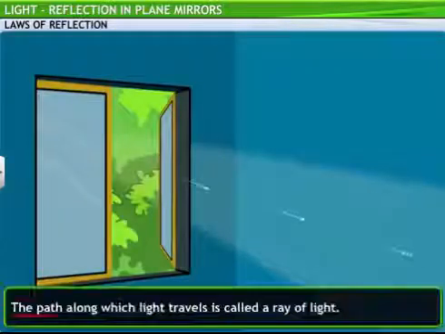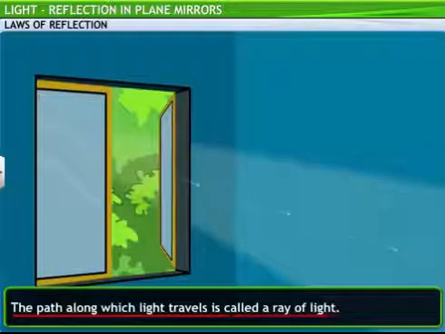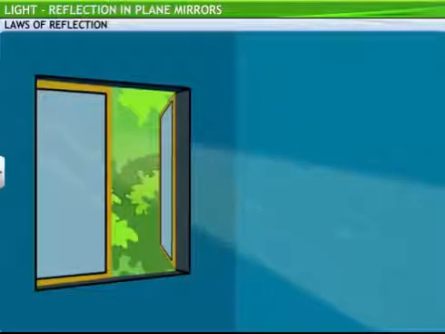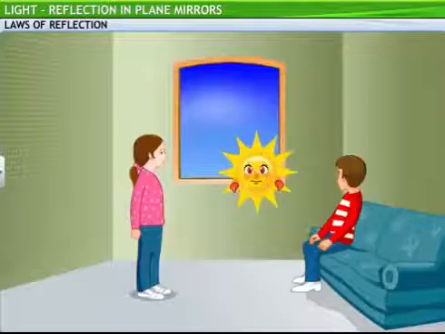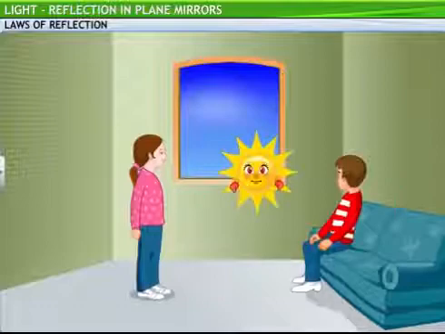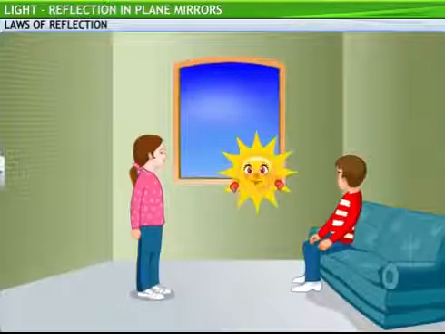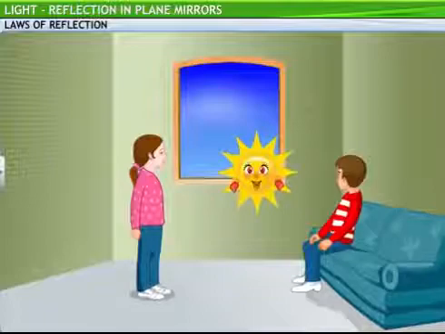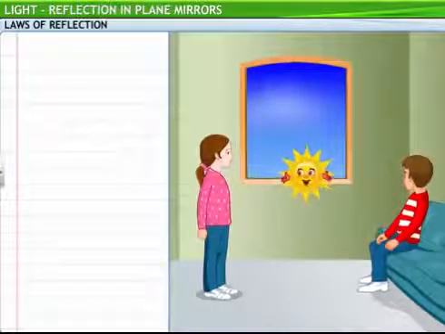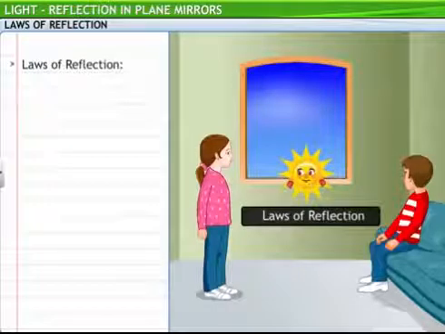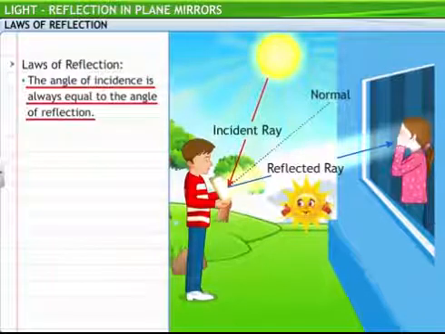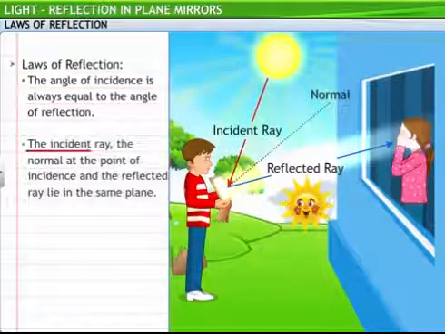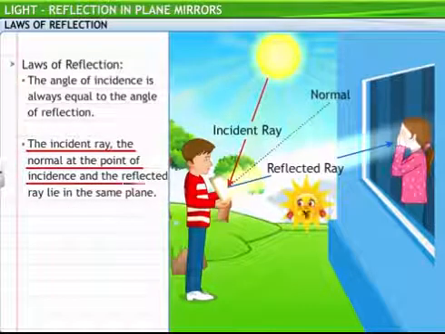The path along which light travels is called a ray of light. A ray of light is generally represented by a directed line segment. A collection of light rays is called a beam of light. So, James was directing a beam of sunlight at me? Yes, he was able to direct the beam using the laws of reflection. Light rays follow two laws of reflection. They are: the angle of incidence is always equal to the angle of reflection. The incident ray, the normal at the point of incidence, and the reflected ray lie in the same plane.